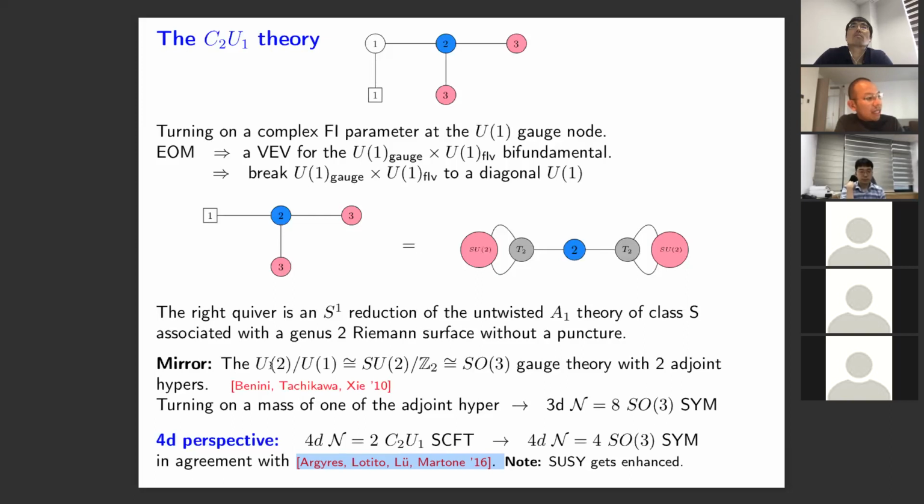When you do mirror, it turns out that the correct group that you have to do is U2 mod U1, which turns out to be SU2 mod Z2, which is SO3. This is how we managed to pin it down that it is this one.